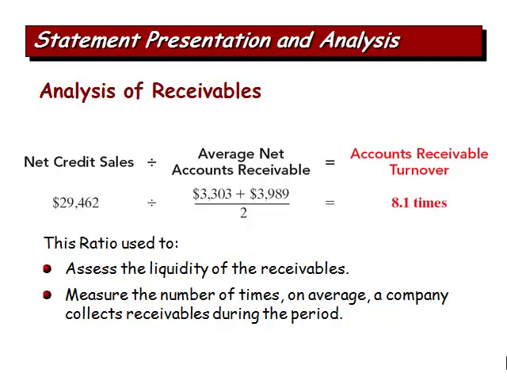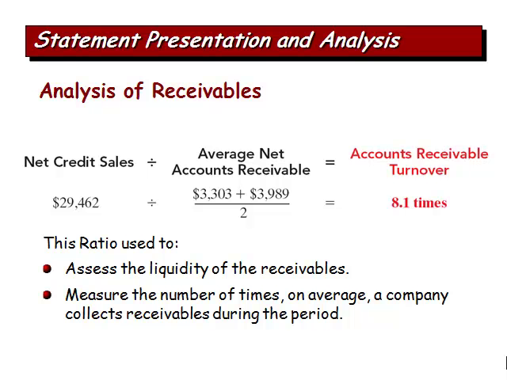So we also like to do analysis of our receivables, and here we have a ratio of accounts receivable turnover. Again, these ratios are helpful in comparing one company to another, comparing how your company's doing maybe to some industry averages. So here we have net credit sales of $29,462, and we're going to divide that by the average net accounts receivable. We get our average net accounts receivable by taking the beginning and the ending balance in our accounts receivable and dividing it by 2. So we can see that in this case our accounts receivable turnover was 8.1 times.